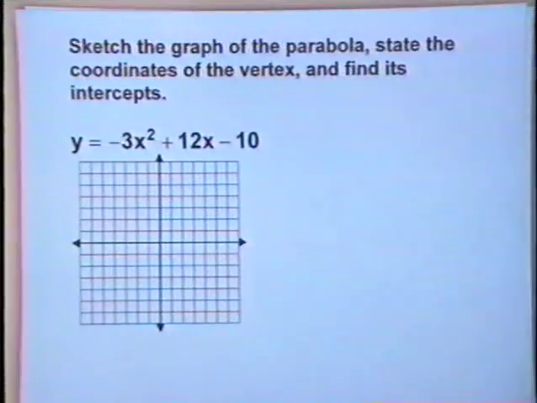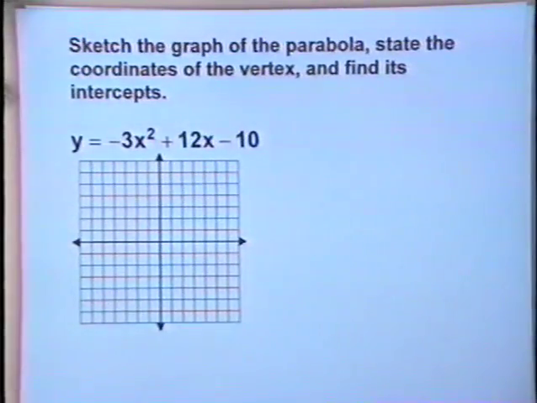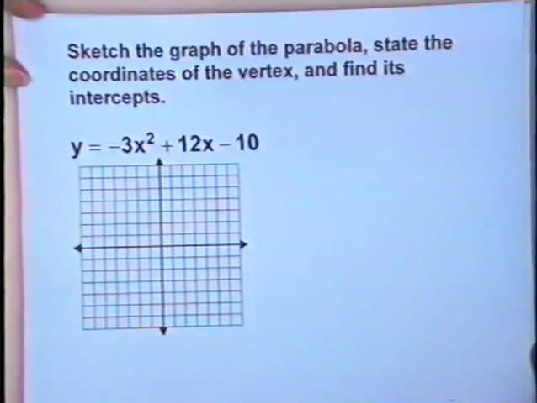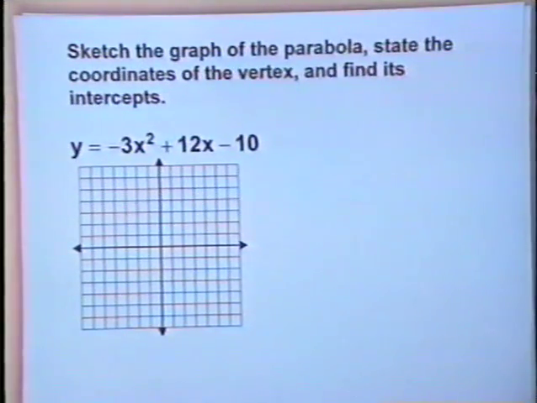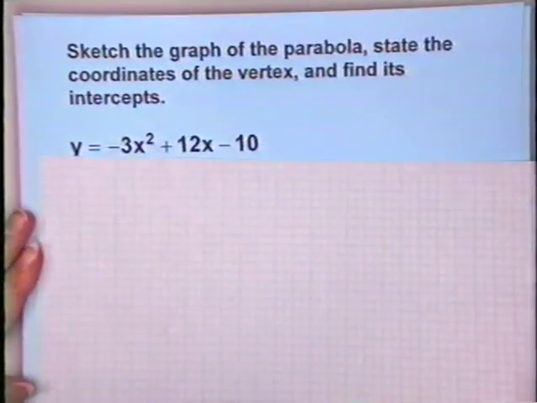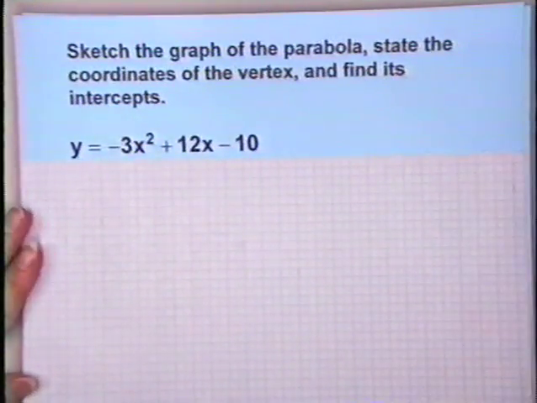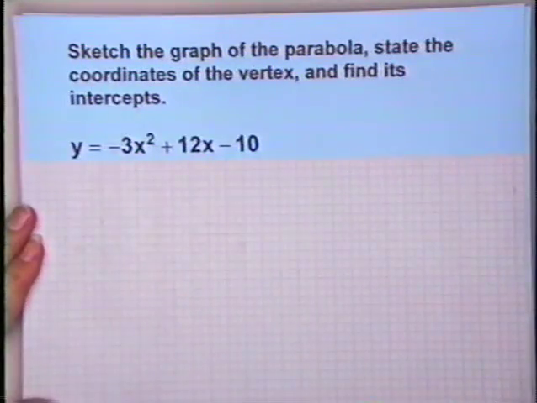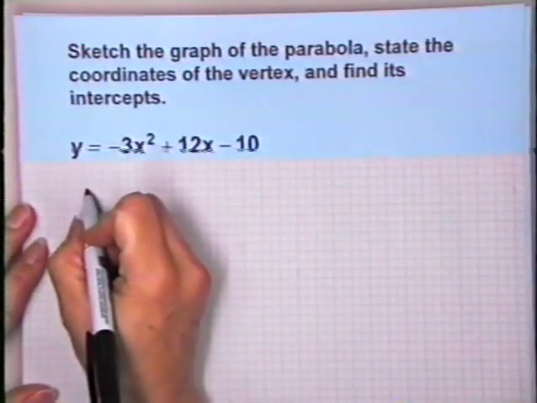Okay, I have another one of these that I want us to look at. Sketch the graph. Again, we're looking for vertex and intercepts. And you'll notice here our equation is y = -3x² + 12x - 10. And so we're going to proceed as we did before. We're going to complete the square. Notice with this x term in here, we're going to need to complete the square to find our vertex.